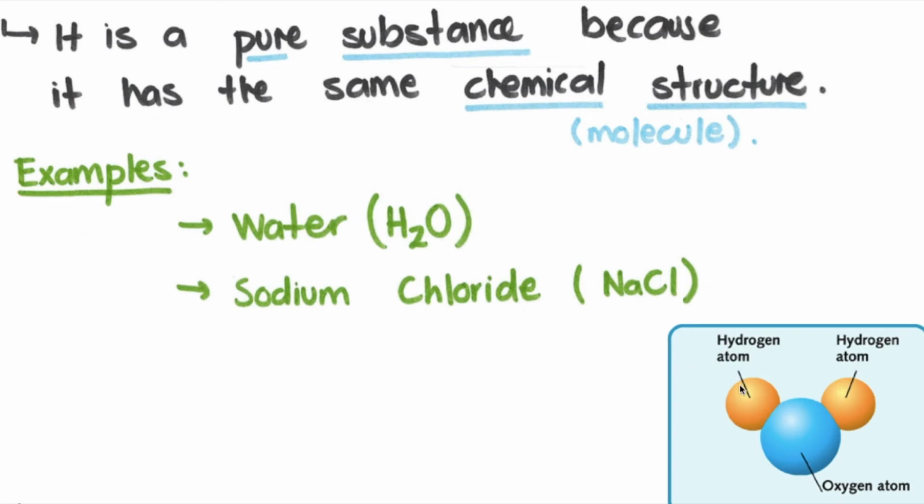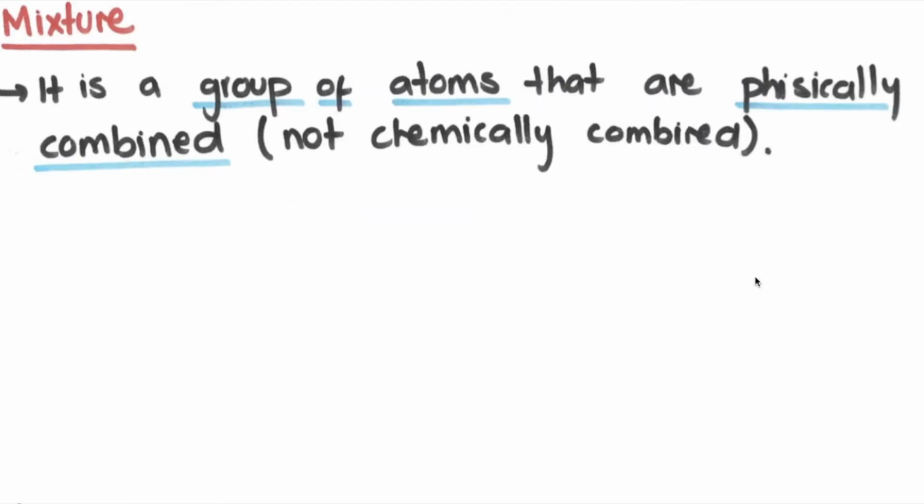Okay, and if you see an image, you see that we have 2 atoms of hydrogen for 1 of oxygen. So this is the molecule of water because it's 2 hydrogens, the 2 orange ones, and 1 oxygen. Therefore, this one is the formula for water. Fantastic. Okay, what is a mixture?